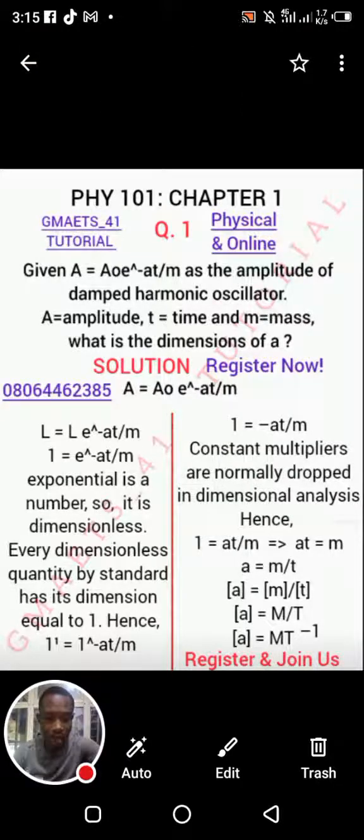So it's going to be 1 equal to at over m. Notice that I dropped that minus. The reason is this: constant multipliers or constant divisors, when carrying out dimensional analysis, you don't use them. So if you have a constant number multiplying, you drop it. Are you following? That is why that minus is the same as -1 times A times T all over M. So you drop that -1, then solve on. Then of course the dimension of that small letter a is capital M times capital T raised to power -1.